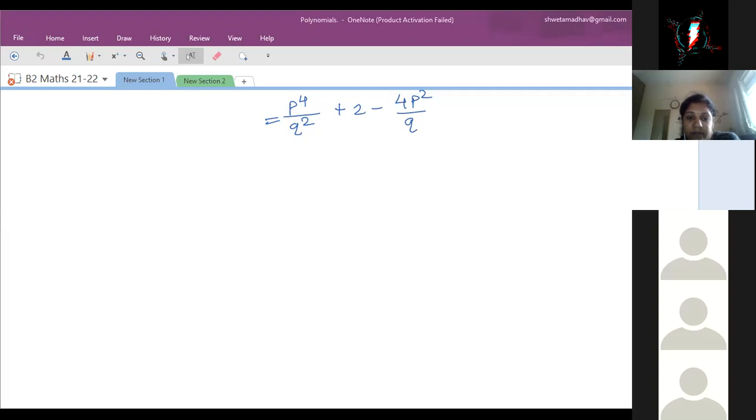Ma'am, in the 41st question, should I derive both the answers or any one answer? Both the answers. Okay, ma'am, even in the exam? Yes. That second answer also carries some marks. Ma'am, so you have to factorize and then derive both the answers. Yes.